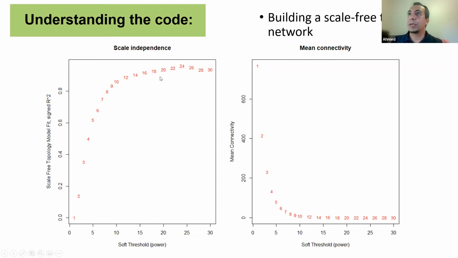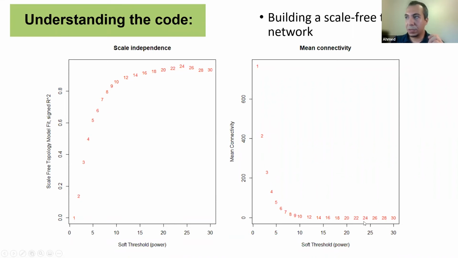So which value to pick? Am I going to pick 24 because this is the maximum? Yes, it is the highest fit with the scale-free topology assumption, but it's not the best value to use for your network. And the reason behind this is, let's look at 24 in the other plot. 24 is here close to the end of this tail. And this is the connectivity.